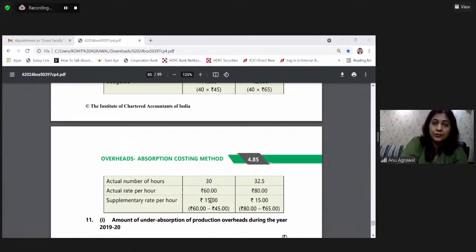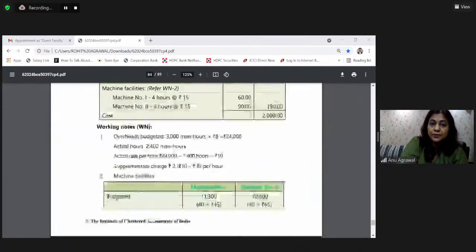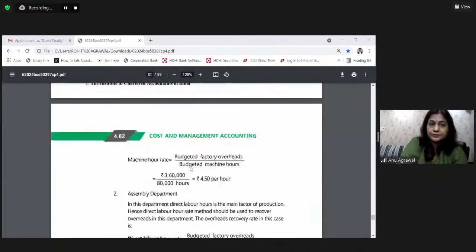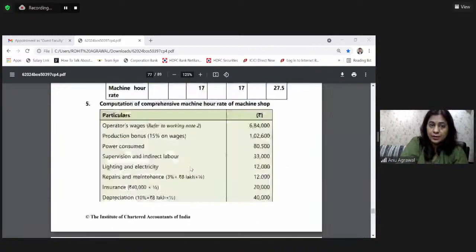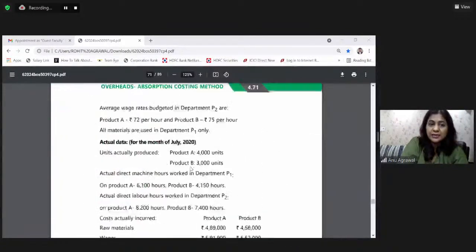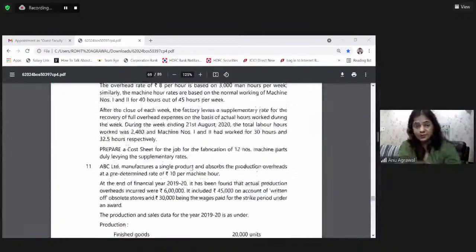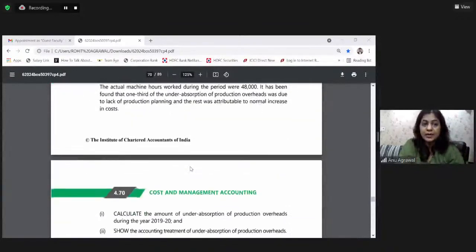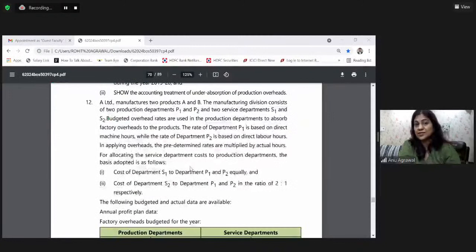Now we need to solve question number 12. Besides this, any other doubt? MCQs. What is there in question number 12 which I wanted everybody to do? Because question number 12 actually gives you a complete idea of how overhead costing works. That is why I was interested in this question.